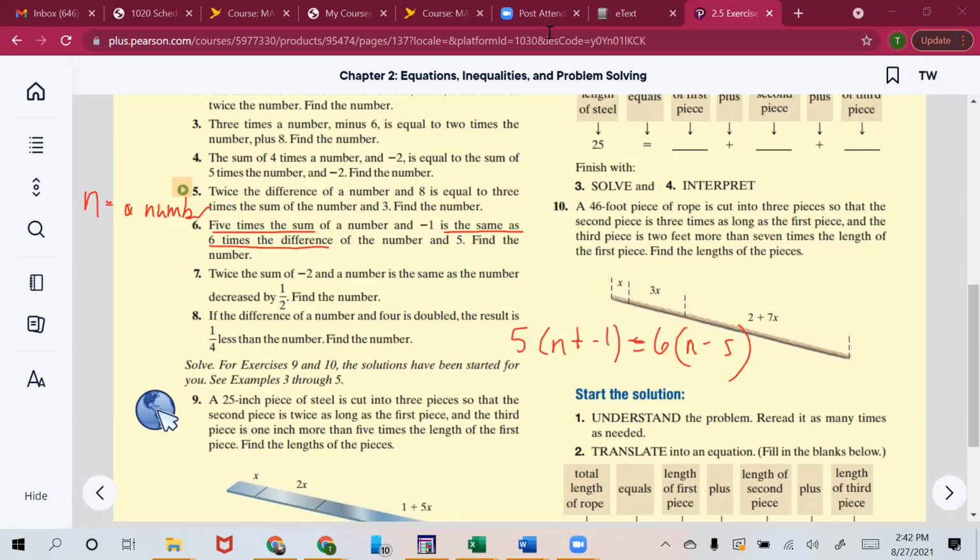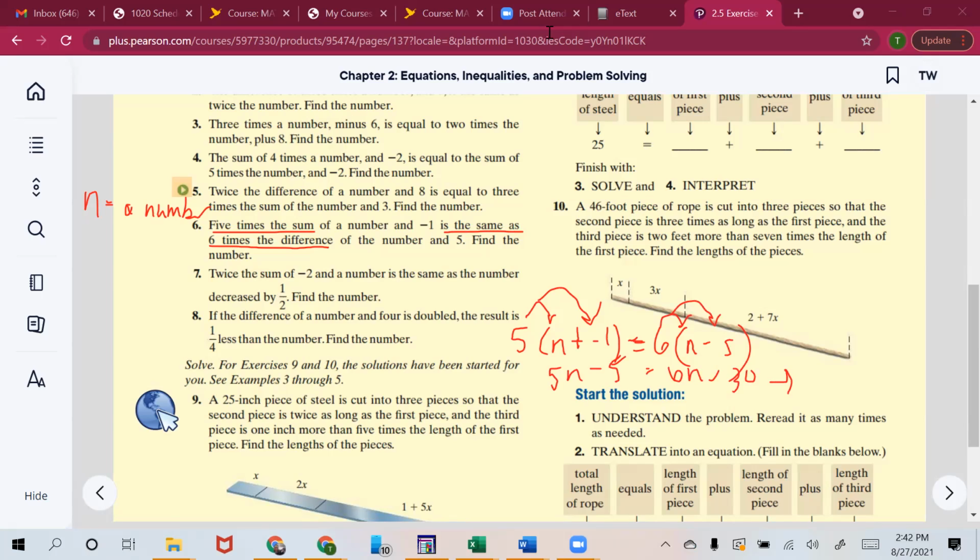So the first thing that I'm going to do is I'm going to distribute out my 5 and my 6 to everything. So I'm going to get 5n plus -5 is the same thing as -5. And then I'm going to have 6n minus 30 when I distribute out. And guys, I'm running out of room really quickly. I just wanted us to be able to read the word problem at the same time.